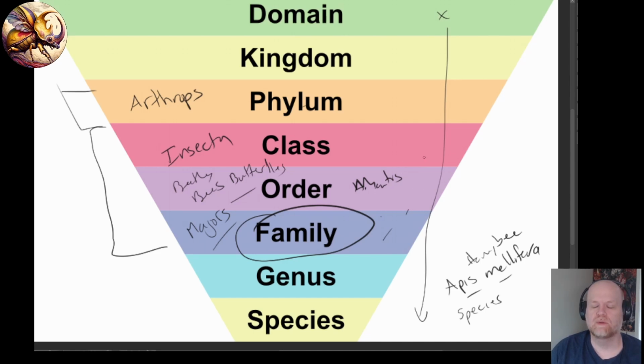And we're not going to go over all of the absolutely rare tropical families that you're probably never going to see in your life, stuff like that.